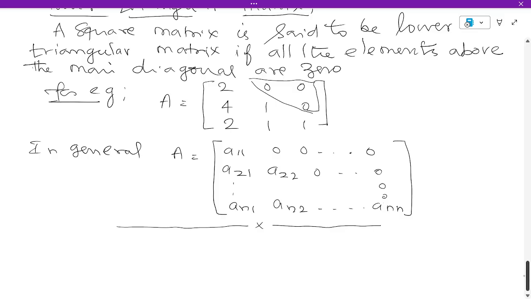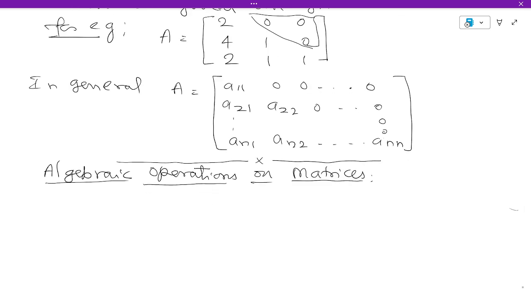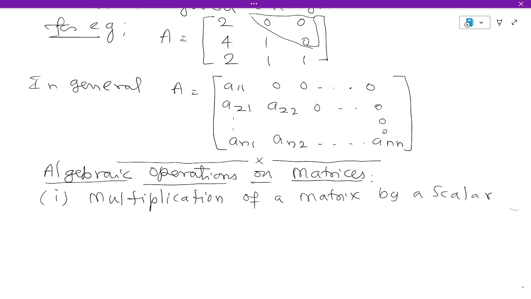Next one is algebraic operation on matrices. First one is multiplication of a matrix by a scalar. Multiplication of a matrix by a scalar.